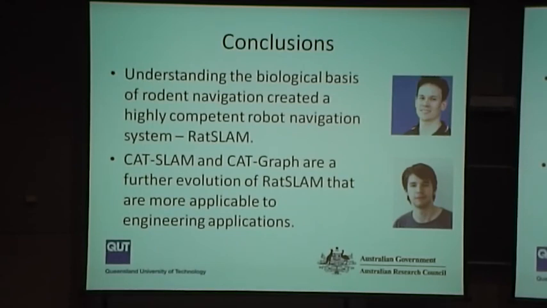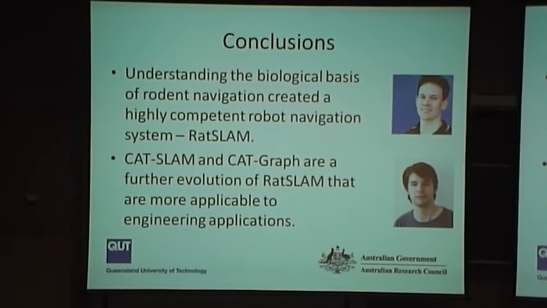So in conclusion, understanding the biological basis of rodent navigation, and I hope I've been able to explain a little bit of that to you today, has helped us create a very highly competent robot navigation system performing near state-of-the-art in terms of the kind of tasks that we showed you there. The evolution, RatSLAM and CatGraph, is now a nice engineering style product that we're taking on further. We're doing continuous work now to see if we can get this algorithm to work over months with constraints on space and computation requirements.